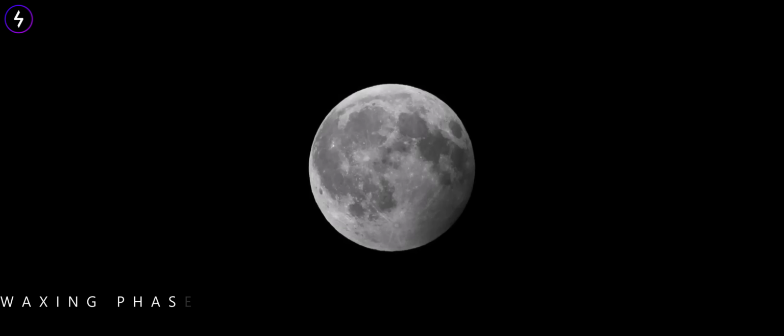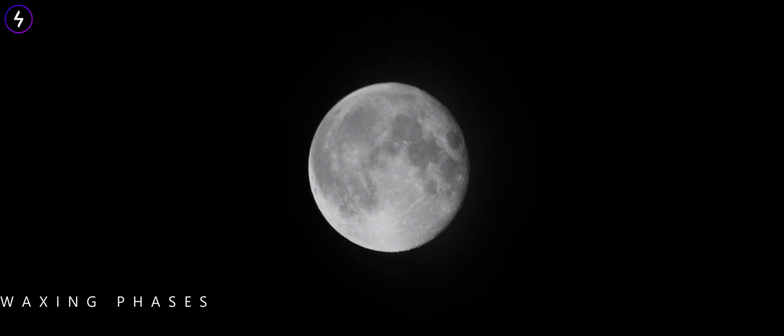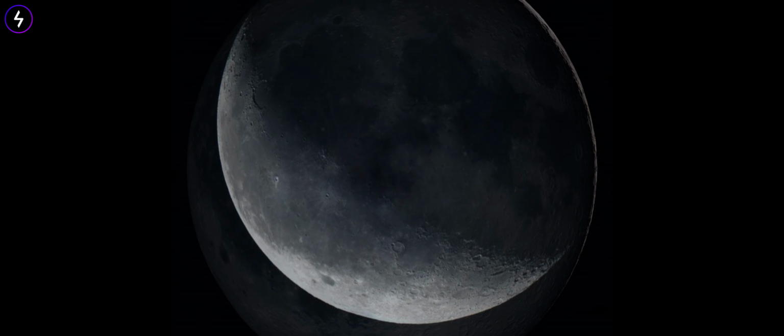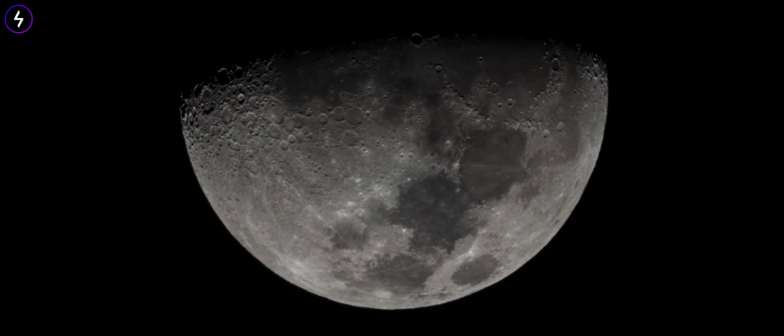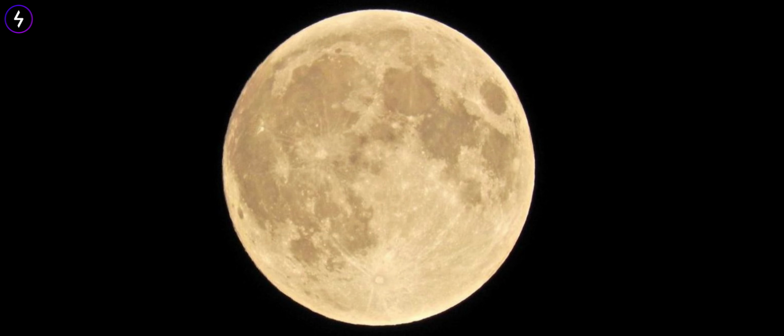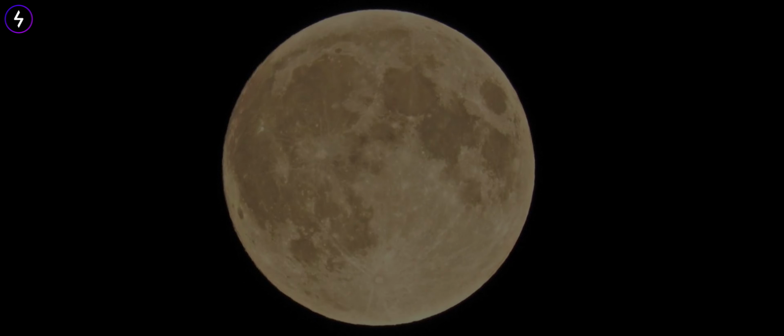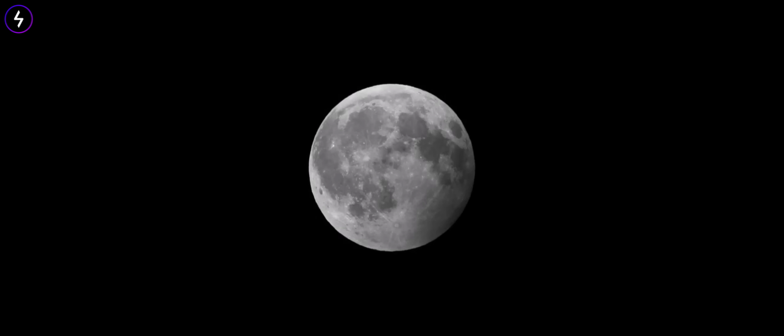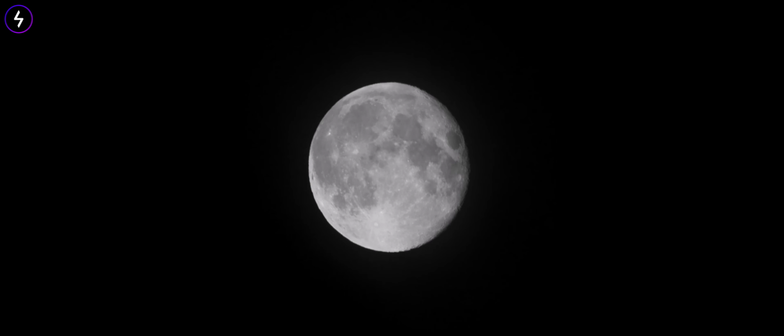When the moon waxes, the amount of illuminated surface as seen from Earth is increasing, and the lunar phases progress through new moon, crescent moon, first quarter moon, gibbous moon, and full moon. The moon is then said to wane as it passes through the gibbous moon phase, third quarter moon, crescent moon, and then back to new moon.